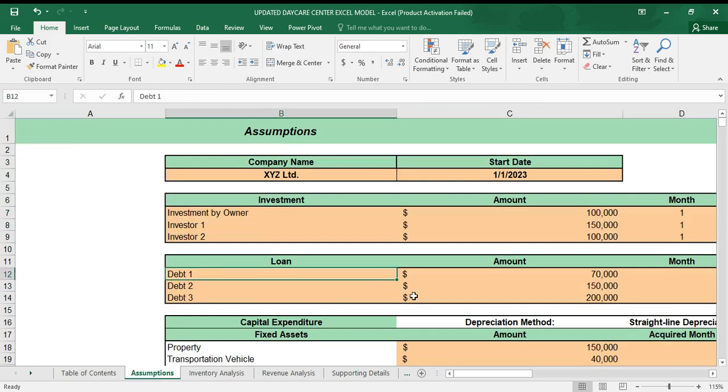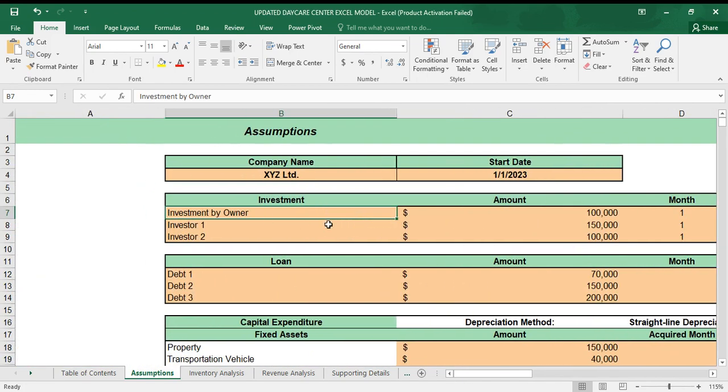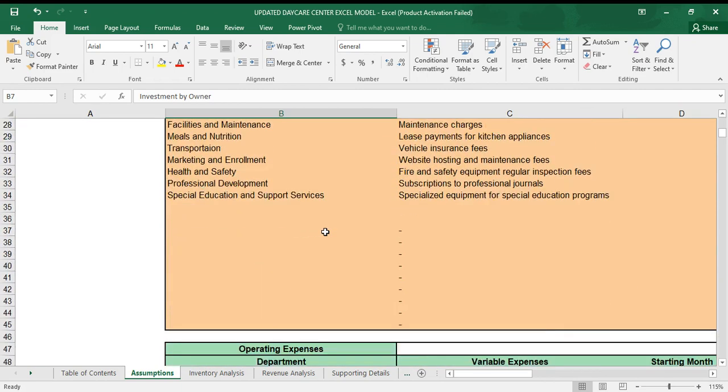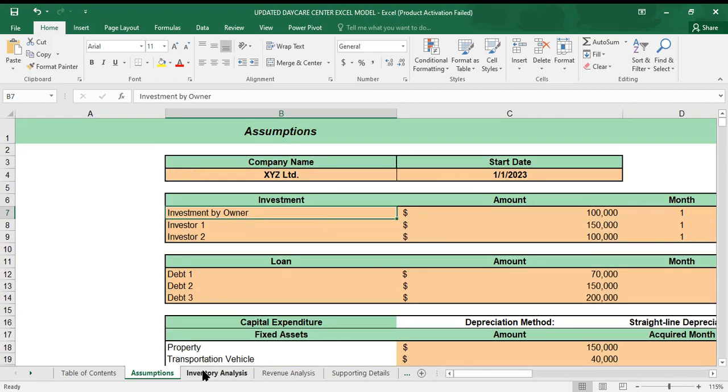Starting off with the first sheet, assumptions. Here we have included all the major assumptions related to this business. Now these assumptions include the investment assumptions, loan, capital expenditure, operating expenses, payroll, as well as revenue and cost assumptions.